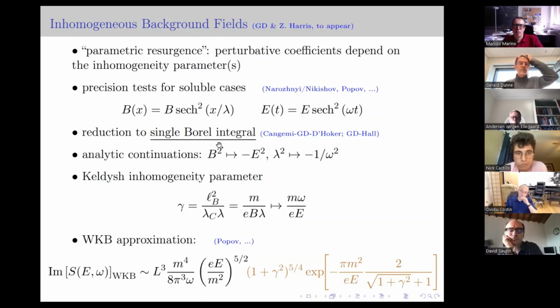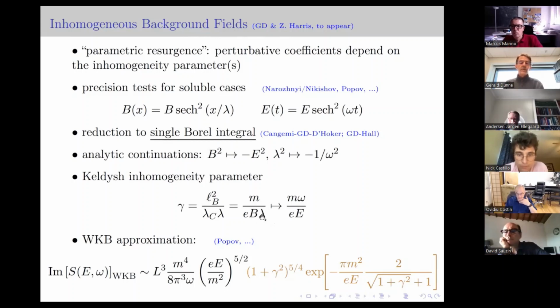You can also reduce it to a single Borel integral using some tricks. And then you can study analytic continuations from the B field to the electric field, from the spatial inhomogeneity to time-dependent inhomogeneity. There's a governing inhomogeneity parameter established by Keldysh, which is basically the scale of the inhomogeneity in the basic unit set by the strength of the field.